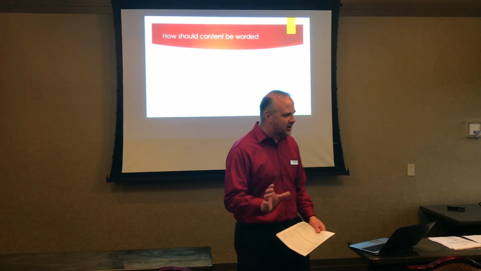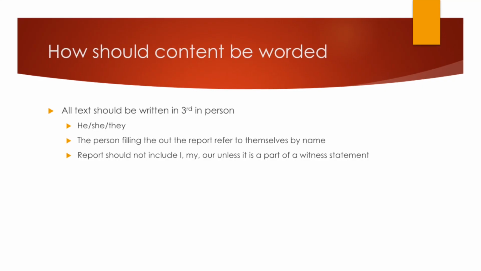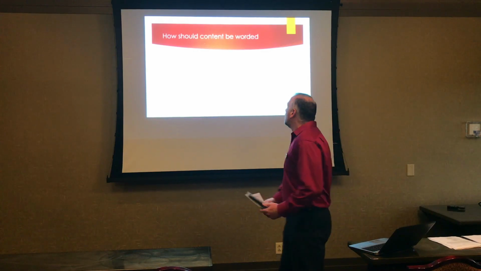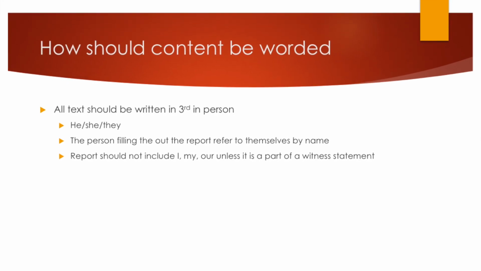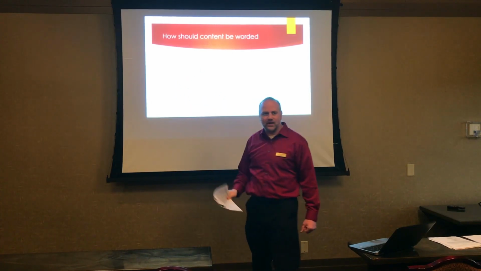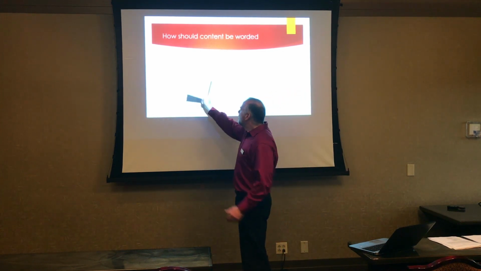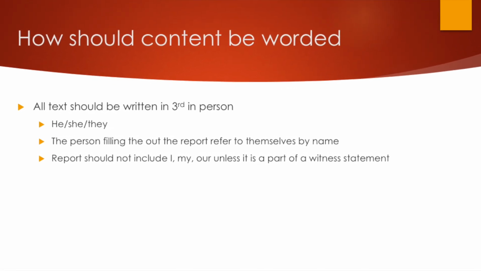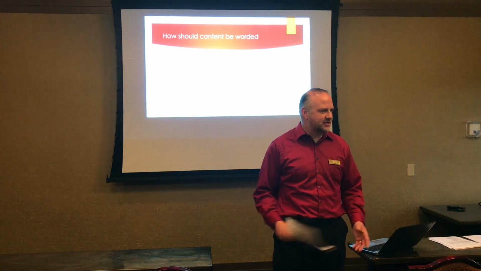Next is, so we've talked about the who, what, where, why, when, how, all of that stuff. Let's talk about how content should be worded as you're going into an incident report. Very important: all text should be written in third person. Okay? What do I mean by that? So I'm going to give a little English lesson. I apologize right now, not that I'm the champion of English. But it should be he, she, they. We should never see me, I, you. None of those. Those words should never, ever be in an incident report.